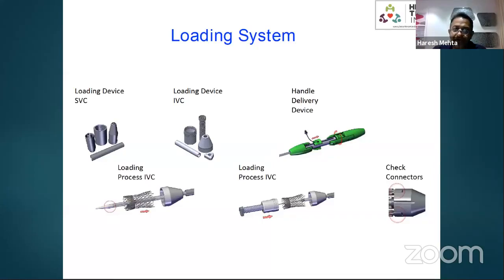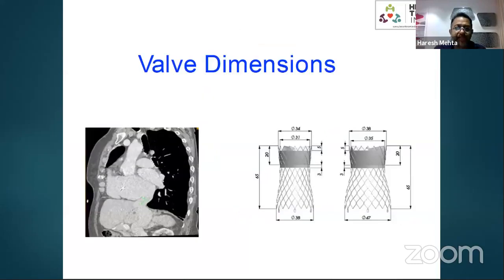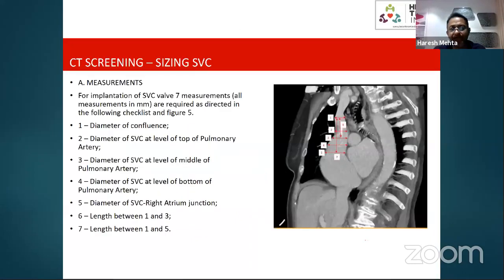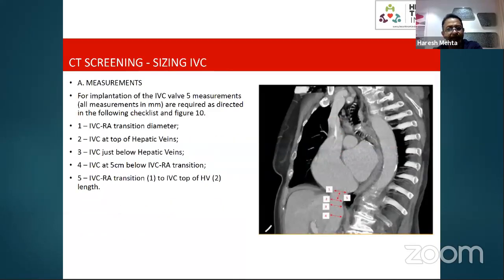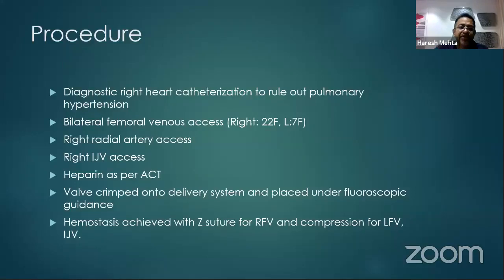So loading that valve was an effort during those times. And these are dimensions which have been discussed. And these are the CT measurements which we need to order the valve size and the same sizing in the IVC. So we did a diagnostic right heart cath. Most important, you can't have a severe pulmonary hypertension. It's a contraindication. So you have to rule out significant pulmonary hypertension.